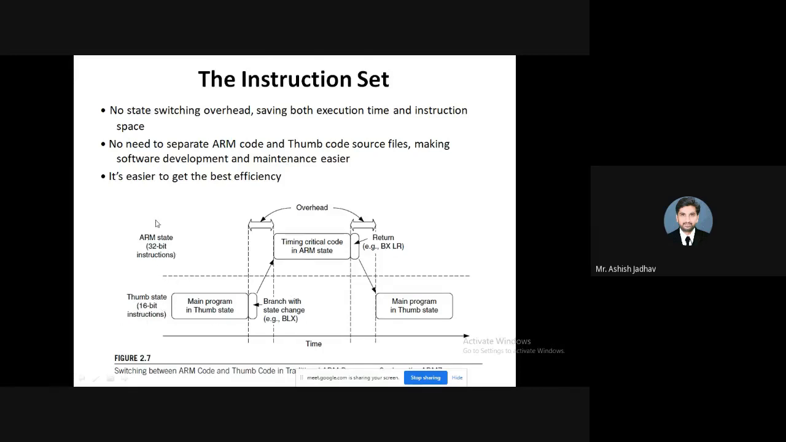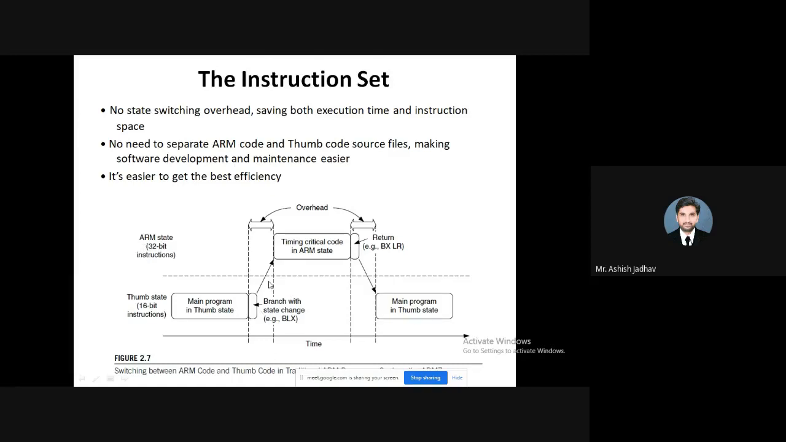Let me tell you why ARM state or 32-bit instructions are required to perform complex tasks, and why Thumb instructions or 16-bit instructions are required to ensure high code density. We require 16-bit when the processor does not need to execute complex instructions, so it's our duty to switch your processor to 16-bit instructions. And if a complex task is to be performed, in that case 32-bit instructions are to be executed, right?